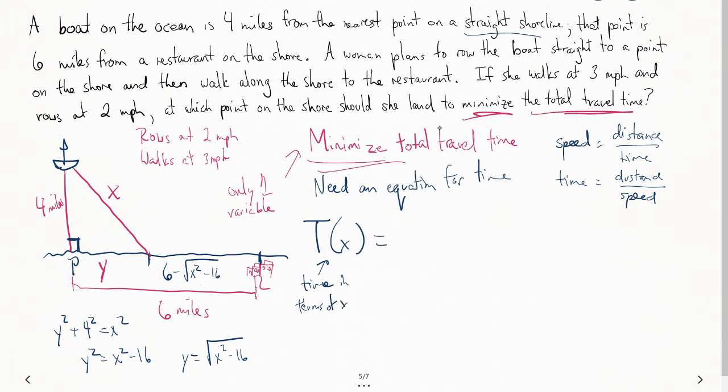So first off, when we're rowing, what's happening? Well, if you notice, we have distance as x, and we want to divide by our speed. What's our speed when we're rowing? Rows at 2 miles an hour. So x divided by 2. Okay, that wasn't too bad. So now for our next piece, our distance would be the 6 minus the square root of x squared minus 16.